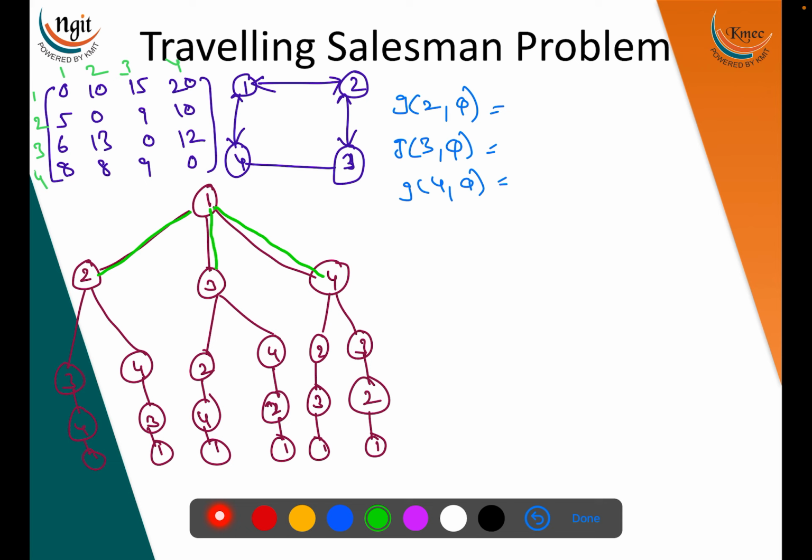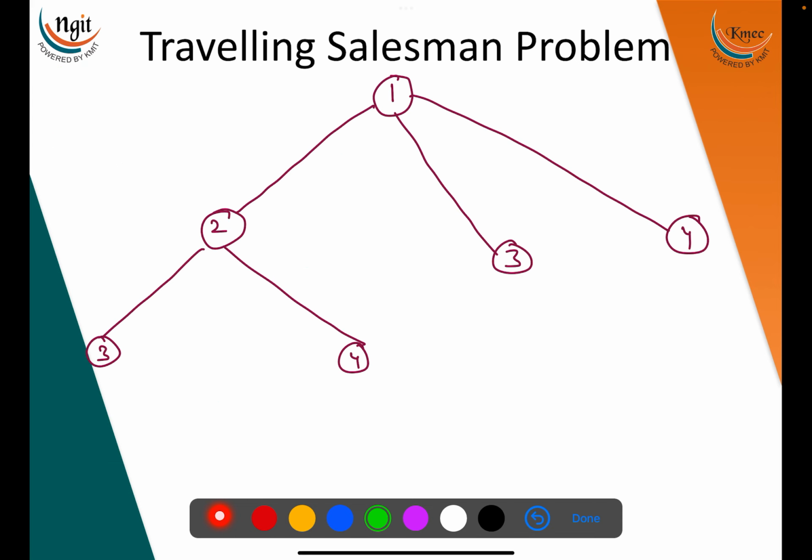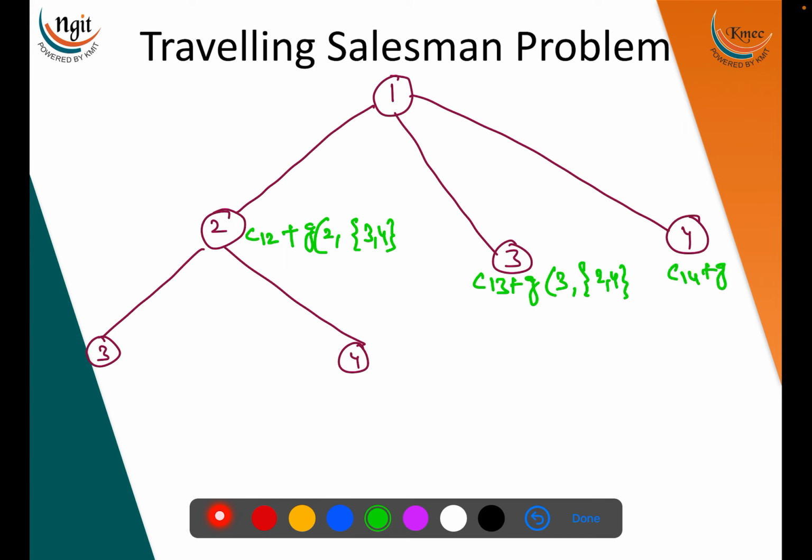So here at 2, what is the cost? The formula is C I K. I is 1, the started vertex is 1. 2 is the K value, so from the set I took 2 as my K value. So now plus G of K comma, K is 2 comma, the leftover vertices are 3 comma 4. So this is what I have to write here. Now what is the formula over here? The same: C13 plus G of 3 comma 2 comma 4. The same here: C14 plus G of 4 comma 2 comma 3.